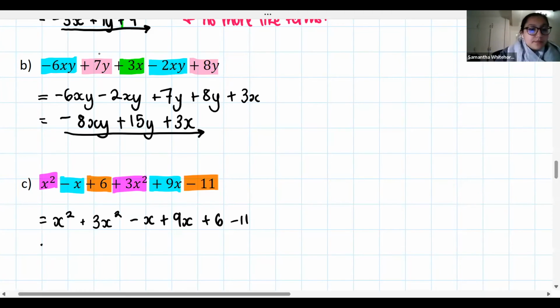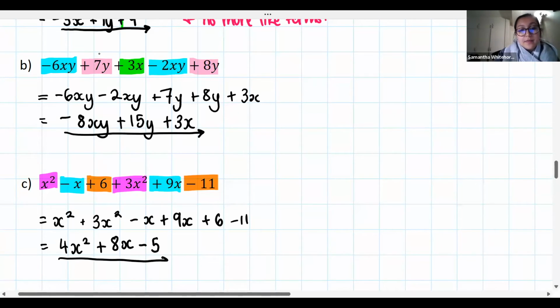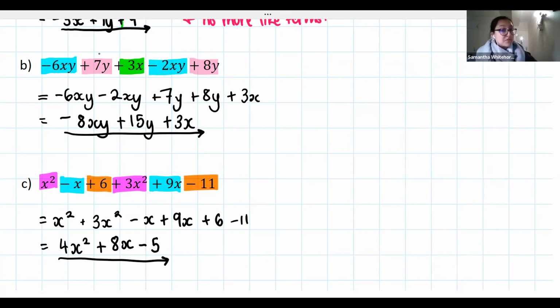Okay, so x squared plus 3x squared, 4x squared, minus x plus 9x, positive 8x, 6 minus 11, negative 5. All right, so we've simplified. Again, double check. Are there any like terms? No, there aren't. We're done.